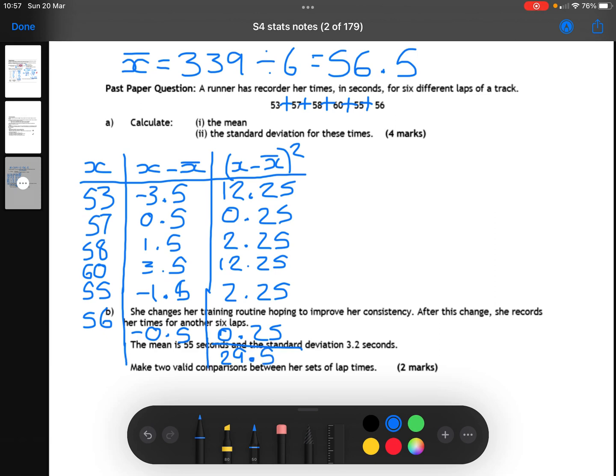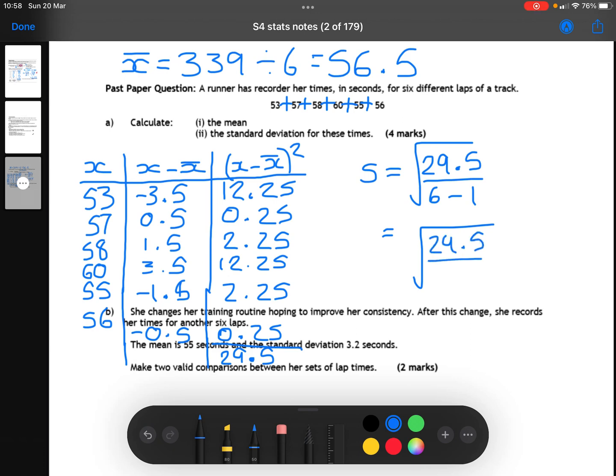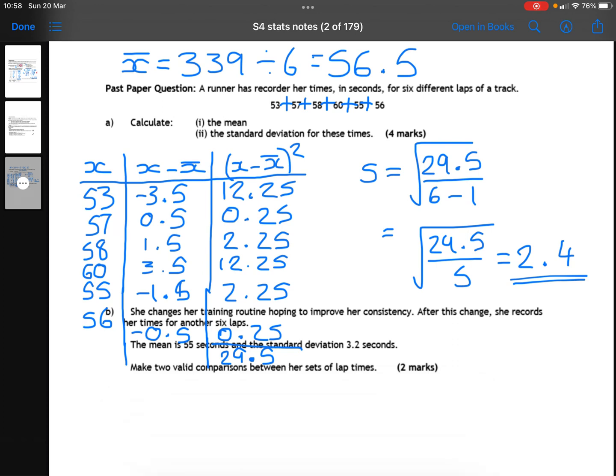Now, as seen previously, that gives us the number to put into our formula. So the standard deviation is equal to the square root of that value, 29.5, divided by n minus 1. Now again here, n is 6 because we have 6 data points, so 6 minus 1, square root of 29.5 divided by 5. Just being careful how we put this into the calculator. We should get out 2.4 to 1 decimal place. Now that process there gets us 4 marks in an exam situation.